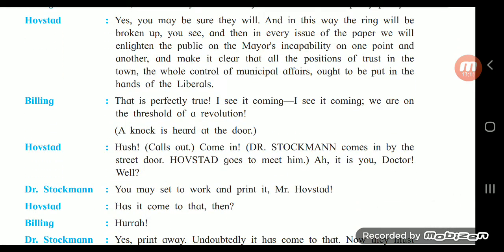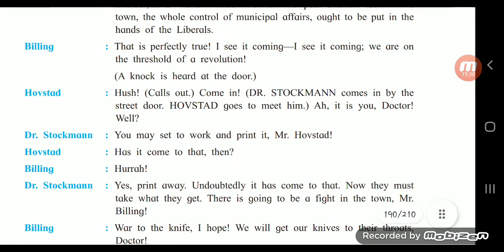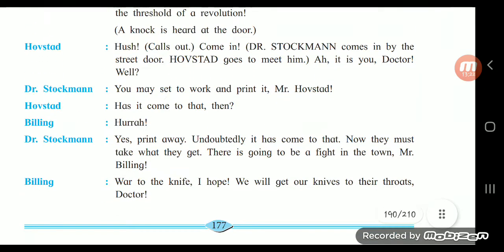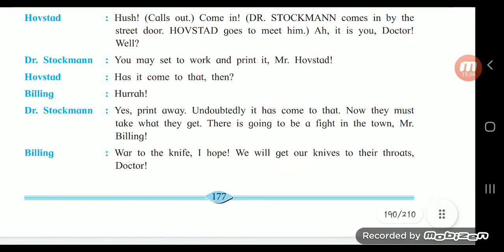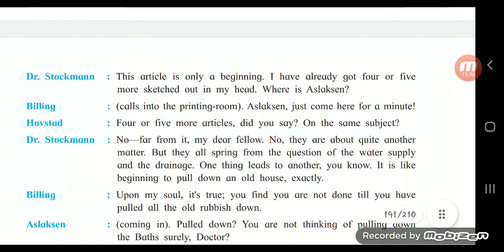Stockmann enters. Dr. Stockmann is the protagonist, the central character of this play, and he comes. Okay, and they welcome him. Now they are discussing with each other, and Dr. Stockmann says, this article is only a beginning. I have already got 4 or 5 more sketched out in my head.